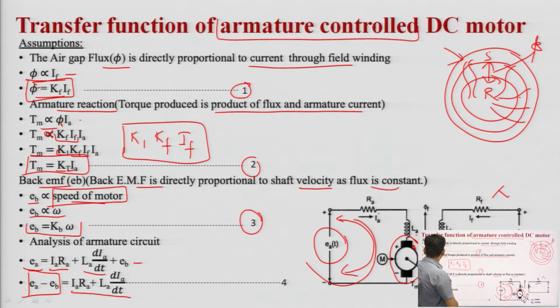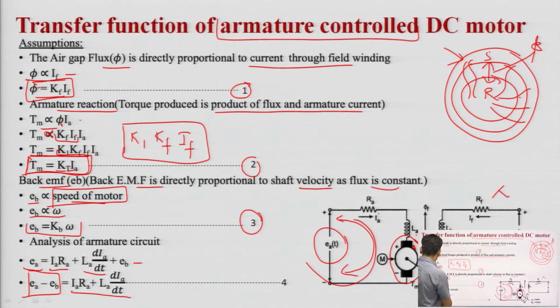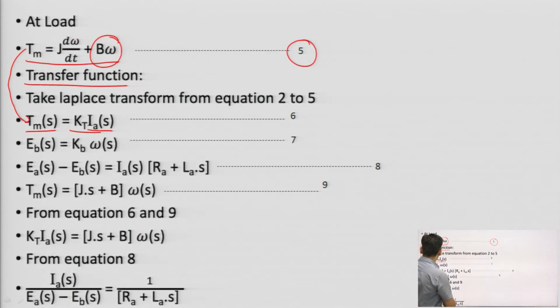Yeah, this is equation number 2. Here this is the motor torque, given by k t times I a. If I take the Laplace transform, it is T m of s equals k t times I a of s. Now we will write the Laplace transform for the back EMF equation, E b equal to k b omega, and in the s domain it is E b of s equals k b times omega of s.